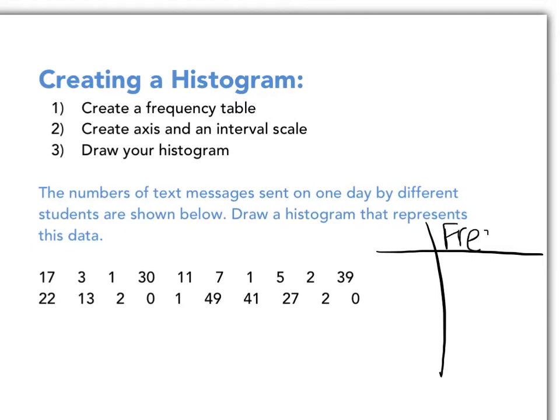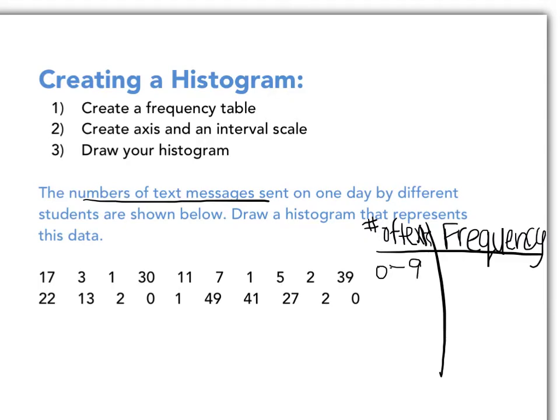frequency. It's always on this side, that's what we're measuring. And then we are looking at numbers of text messages. So I'm going to put numbers of texts here. And I need to put this in the range format. With the frequency table, this is how I'm going to organize my data. So I'm going to pick a range of 0 to 10. Or let's do 0 to 9. So we can start at 10.